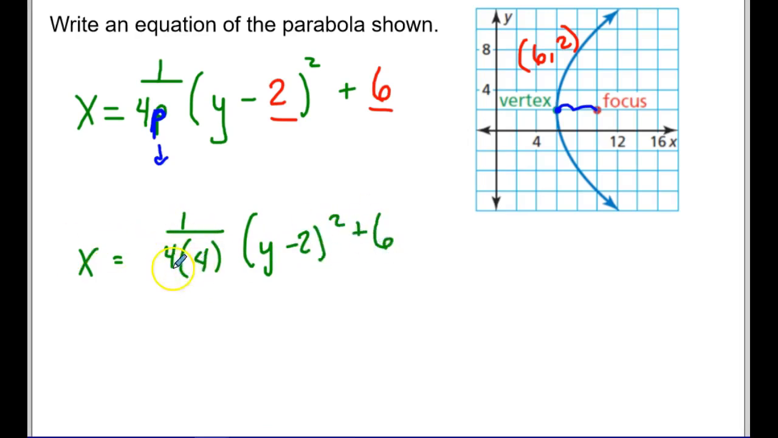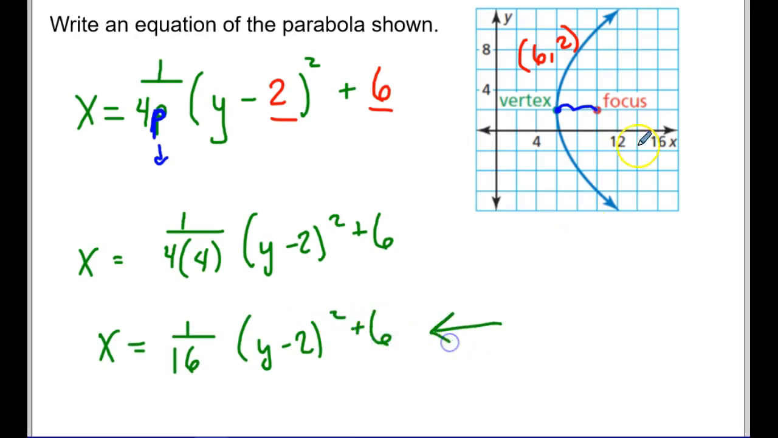Well, here I can do just a little bit of multiplication. So I end up with x equals 1/16 times the quantity y minus 2 squared plus 6. So here is the final equation for this parabola. Without having to memorize a bunch of equations and without having to use the distance formula, I found everything that I needed to write my equation.